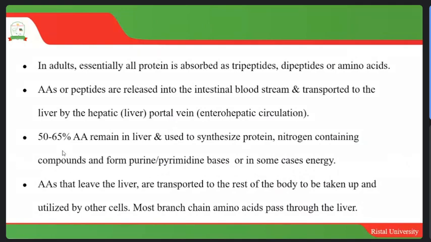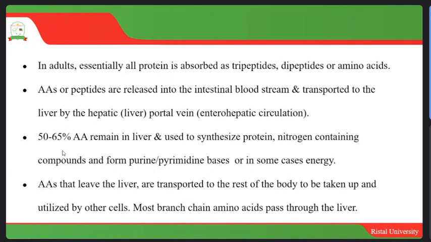Then we get to understand that 50 to 65% of amino acids will remain in the liver, and they will be used to synthesize protein, nitrogen-containing compounds, and form purines and pyrimidine bases, which are nucleotides. Or in some cases, they can be used for energy. What cases are these? Lack of energy, when you're starving or fasting. So they get to use this for energy. Amino acids that leave the liver are transported to the rest of the body to be taken up and utilized by the other cells. So your body will need to feed throughout.